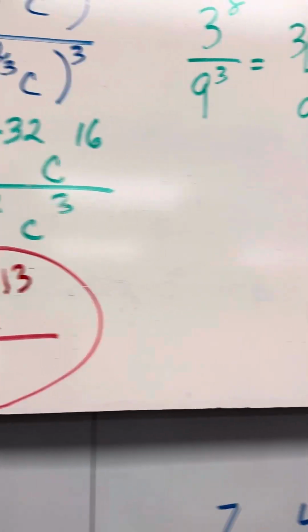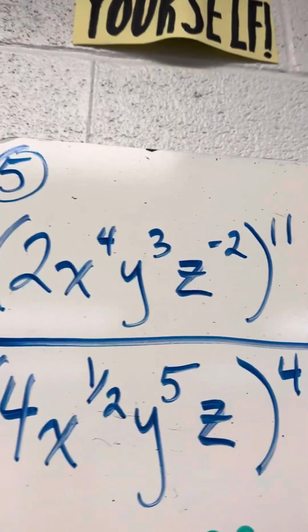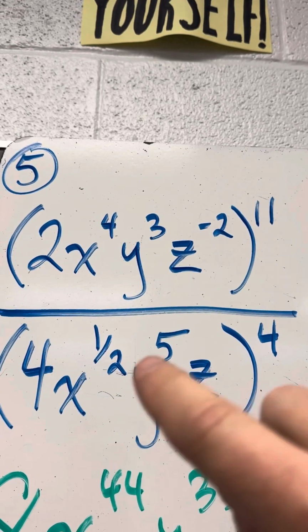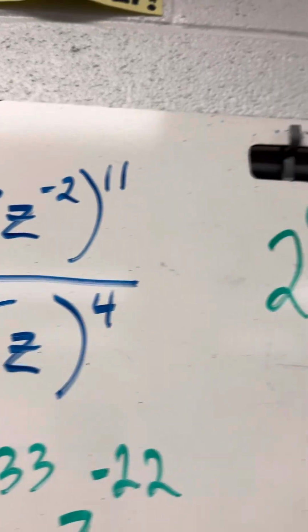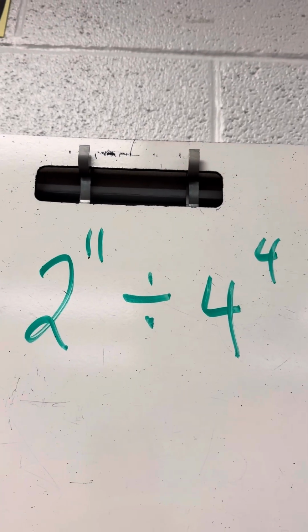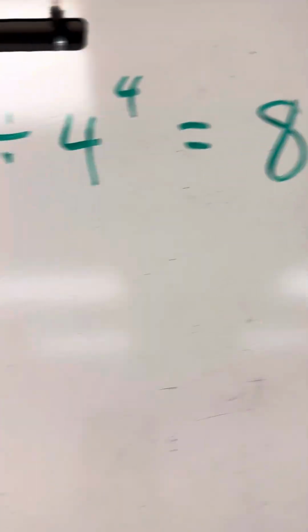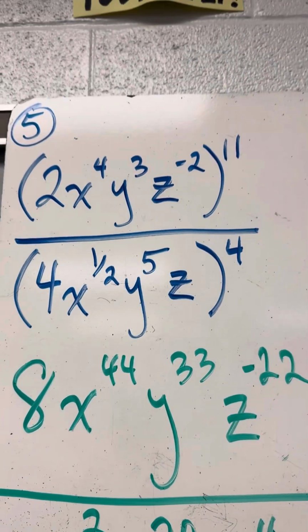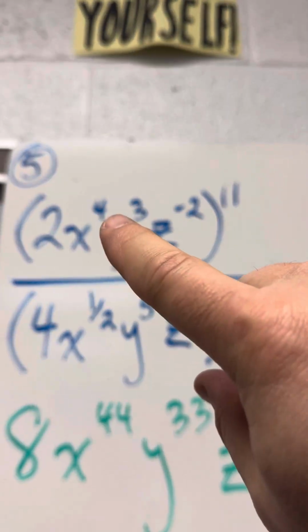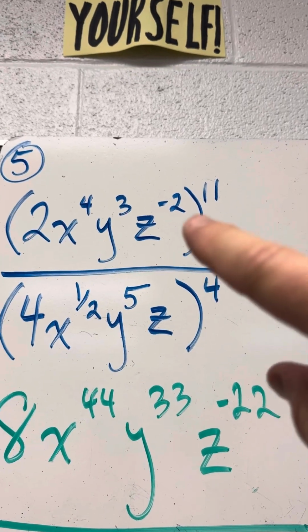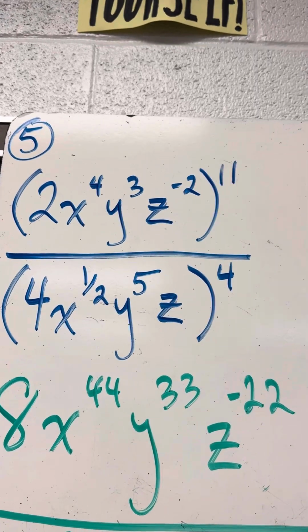Okay. Over here, first thing I want you to do is 2 to the 11 divided by 4 to the 4th power. 2 to the 11 divided by 4 to the 4th power equals 8. So you've got 8. 4 times 11 is 44. 3 times 11 is 33. Negative 2 times 11, negative 22.